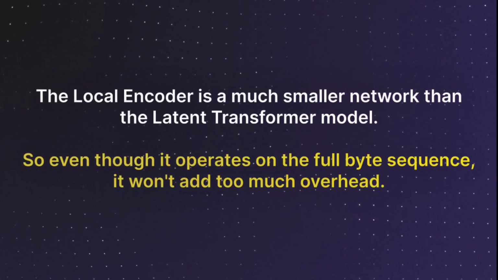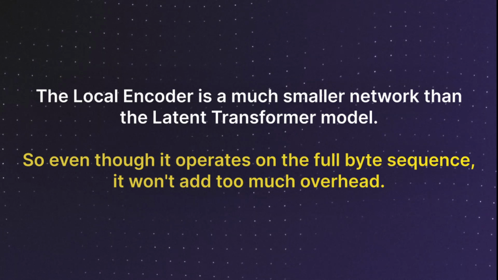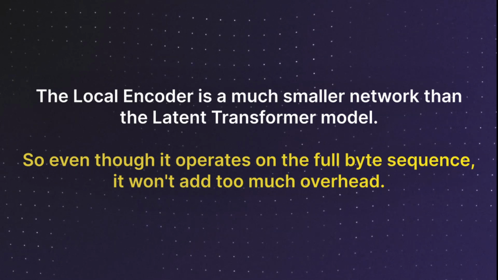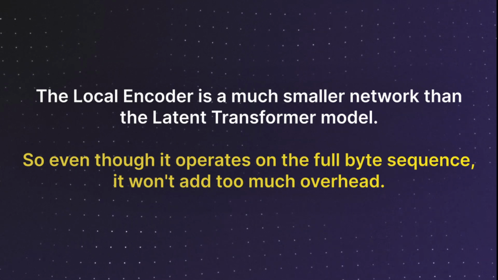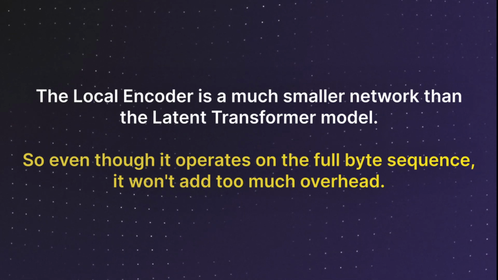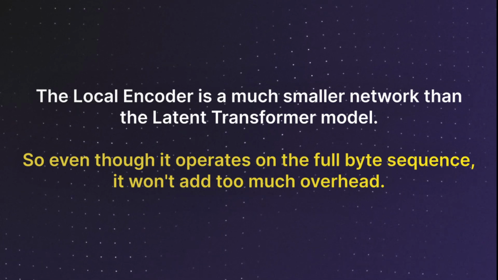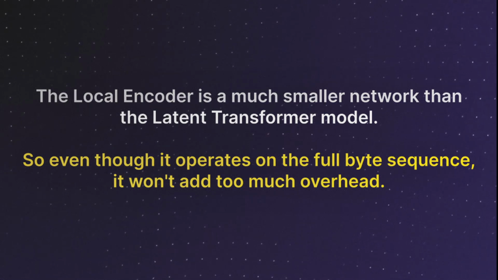As I said previously, the goal of the local encoder is to input the raw byte stream and the entropy predictions from the entropy model, and then output a group of patch embeddings. They do this by using a classic transformer tower containing alternating causal masked attention layers and cross attention layers. Importantly, the local encoder is a much smaller transformer network than the latent transformer model. So even though it does operate directly on the entire byte sequence, it has very few layers, so it is still not super computationally expensive. Let's look at what it does step by step.